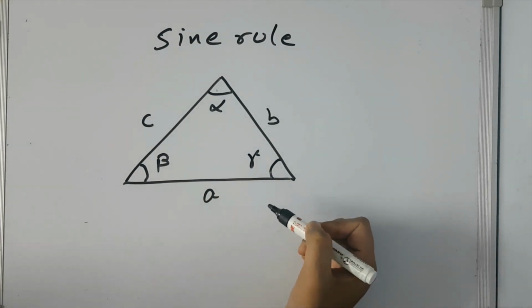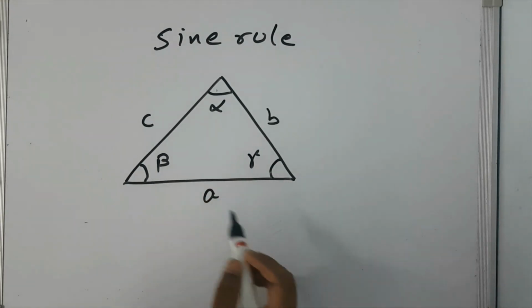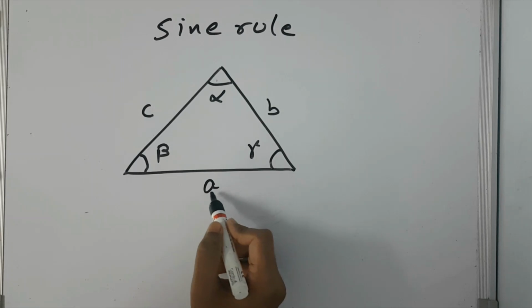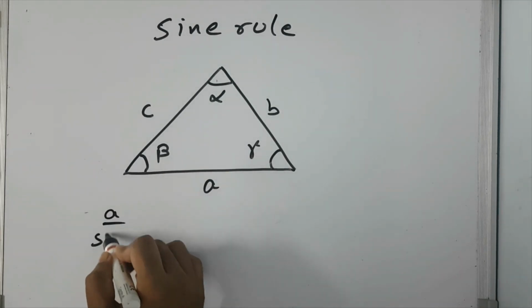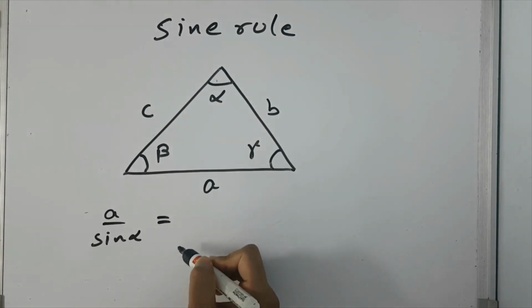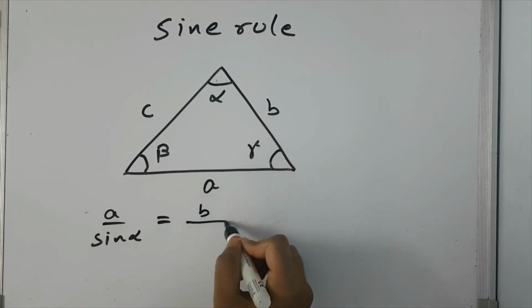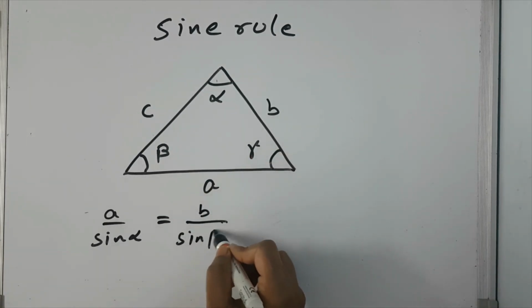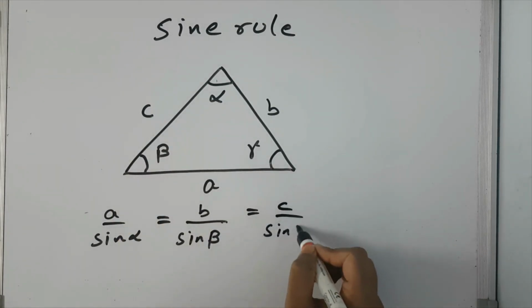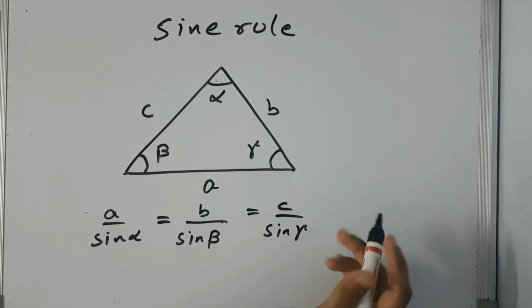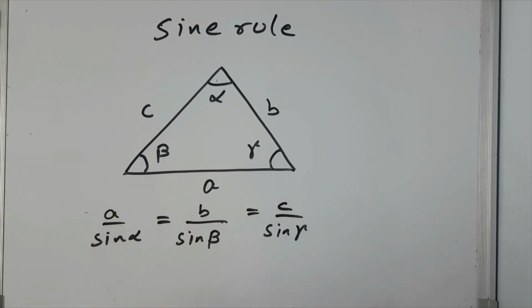Now according to the sine rule, A by sine alpha is equal to B by sine beta, which is equal to C by sine gamma. Now I'm going to prove this.